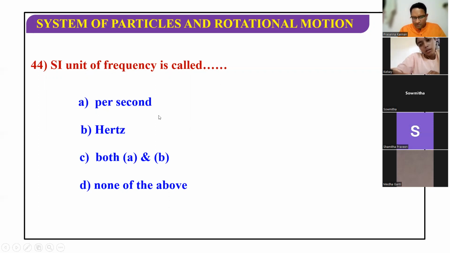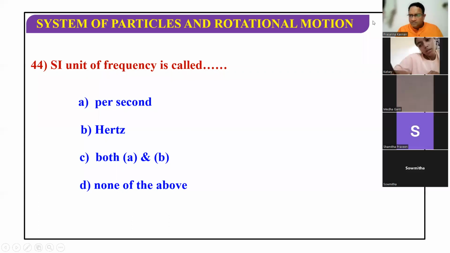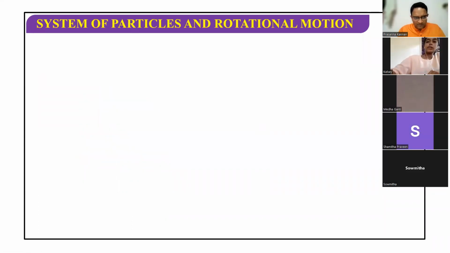Hertz is a unit, no doubt about it. It can also be called per second. So both the answers are correct, because time period is equal to 1 by f, or f is equal to 1 by T. So it's per second, which means second inverse. So the third option is correct.